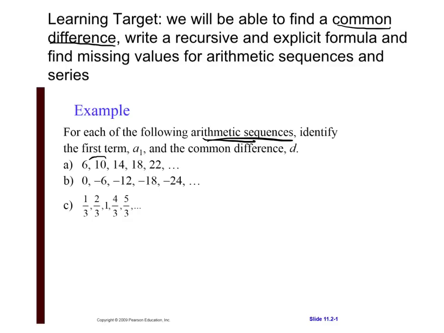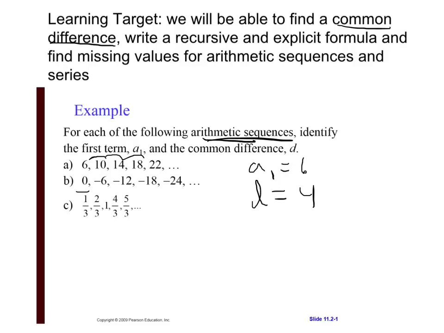So I've got 6 to 10. It's going from 6 to 10, from 10 to 14, and 14 to 18 for part A. What I'm noticing is that I'm adding 4 each time. So this tells me that the first term, a sub 1, is 6, and I know that the common difference is 4, because that's what I'm adding each time.